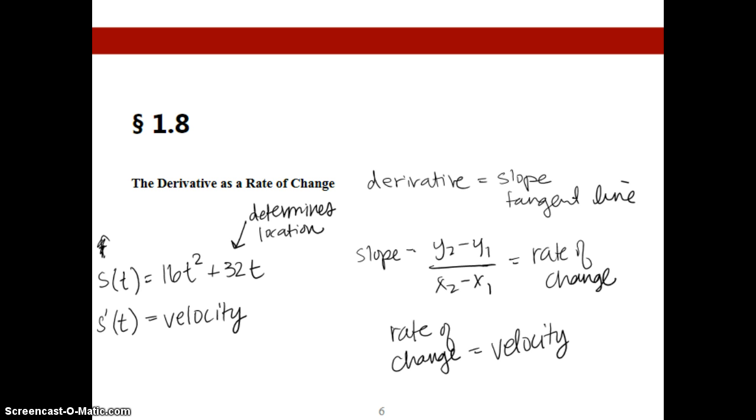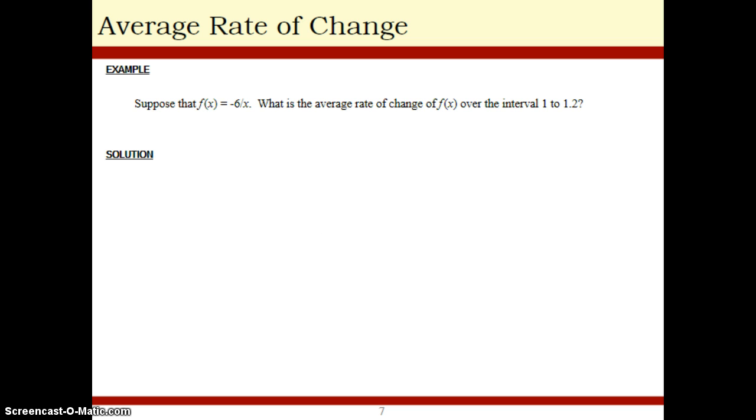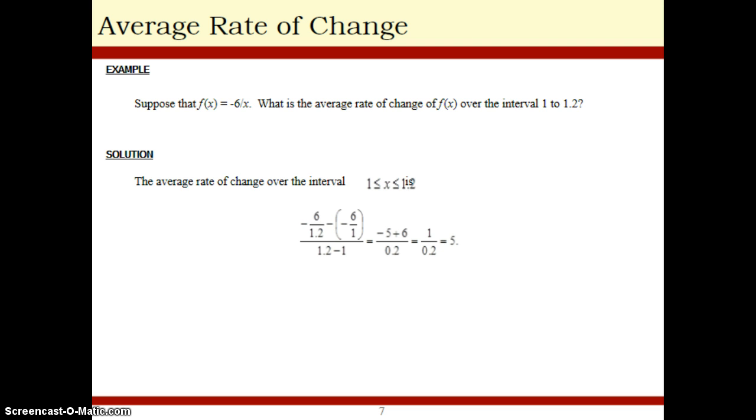So first we're going to talk real quick about a simple average rate of change problem, which is something that you have already seen. For example, if you have a function f of x equals negative 6 over x, and you're asked for the average rate of change over the interval 1 to 1.2, there's nothing new about this. This is just basically finding the slope of this function between these two points, y2 minus y1 over x2 minus x1. Obviously, you're going to need to find the corresponding y values for these two points, and when you find those, this is pretty straightforward.